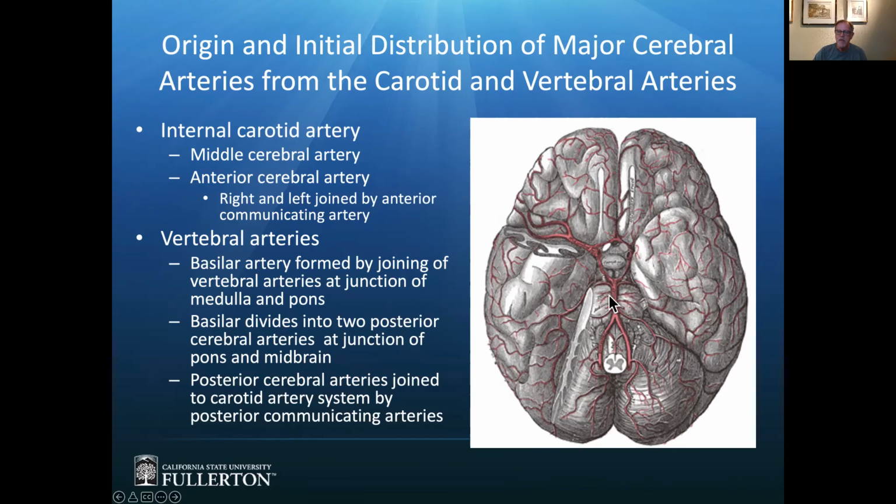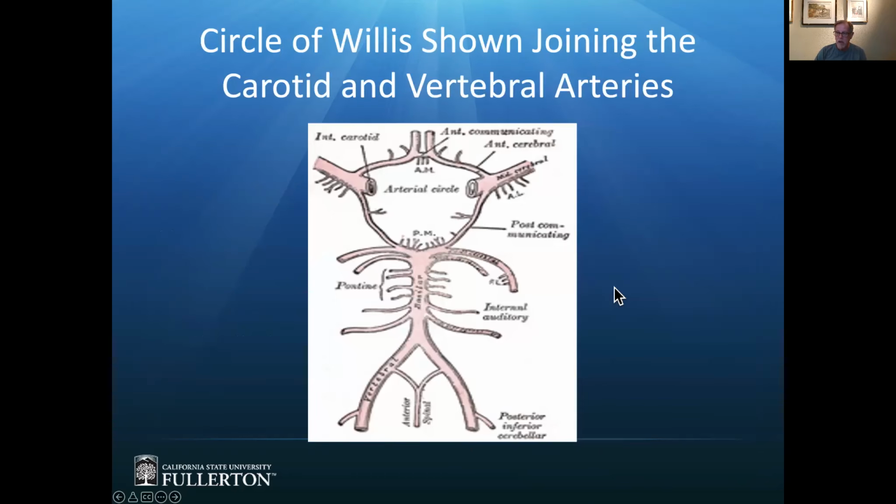Okay, so now we have the two vertebral, and I had mentioned that the two vertebral arteries come together at the junction between the medulla, here's the medulla, and the pons, here's the pons, to form a single artery called the basilar artery, which is a midline structure coursing along the belly of the pons.